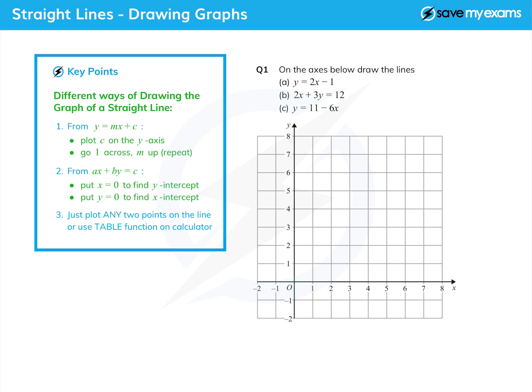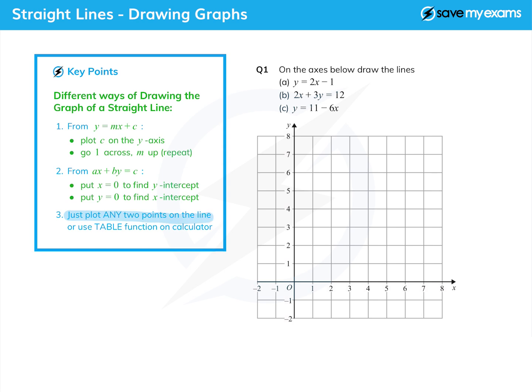The second form you might be given a straight line in is ax plus by equals c, where a, b and c are numbers, and there's one in part B in our question. The way I would recommend you do this is you do the easy thing, which is to put x equals 0 in, which will cross out that term and allow you to find y, where it crosses the y-axis, and then you put y equals 0, which will cross out this term and allow you to find where it crosses the x-axis.